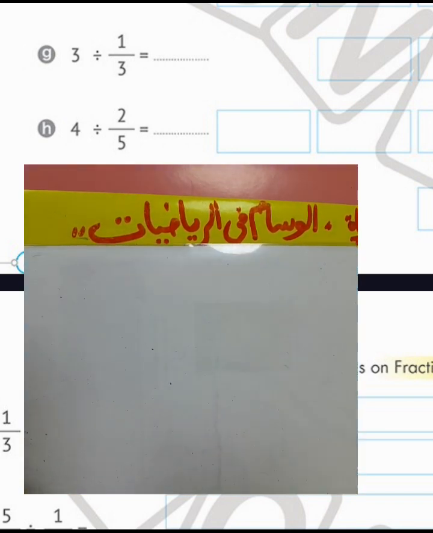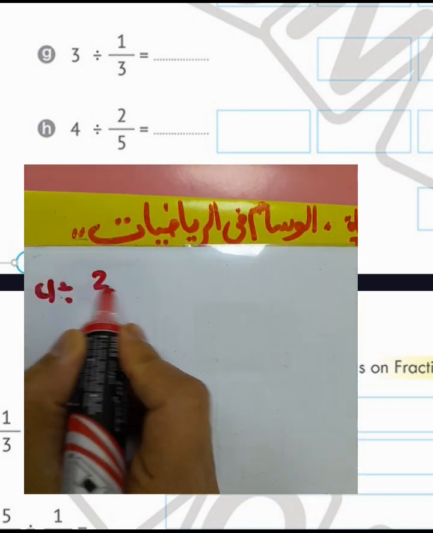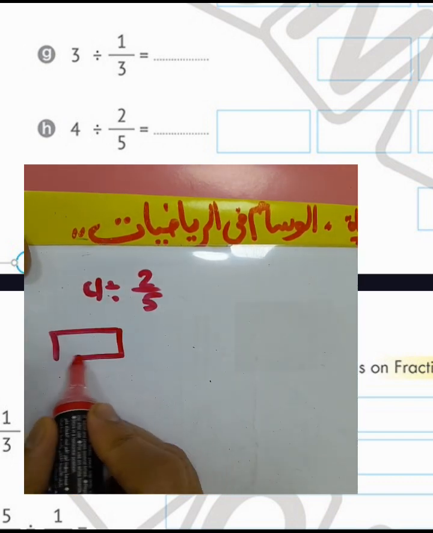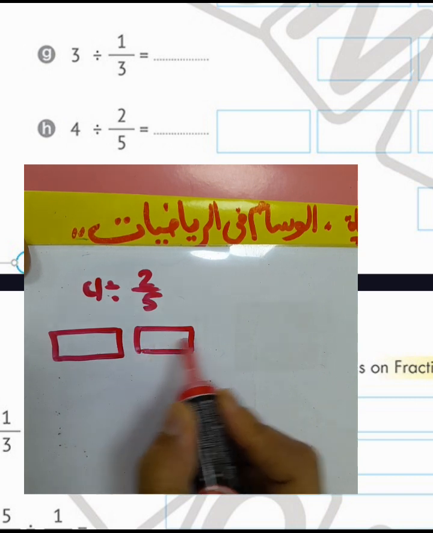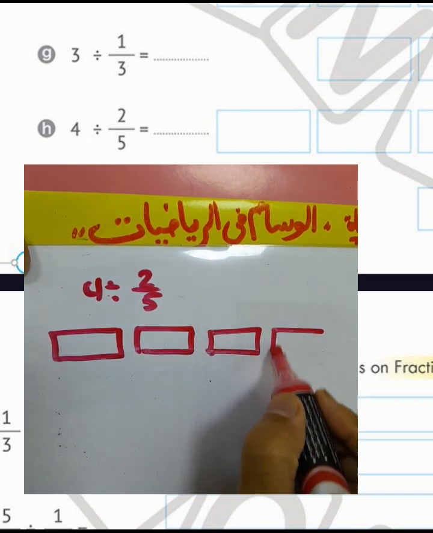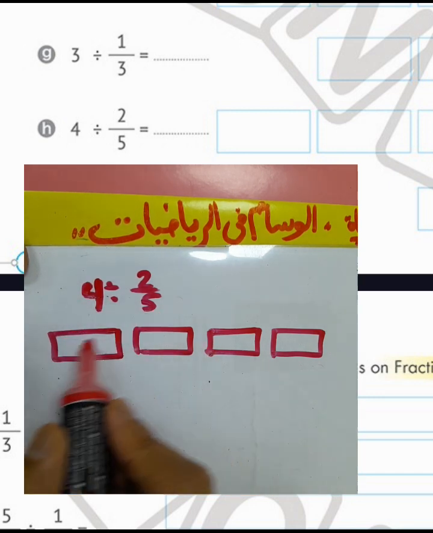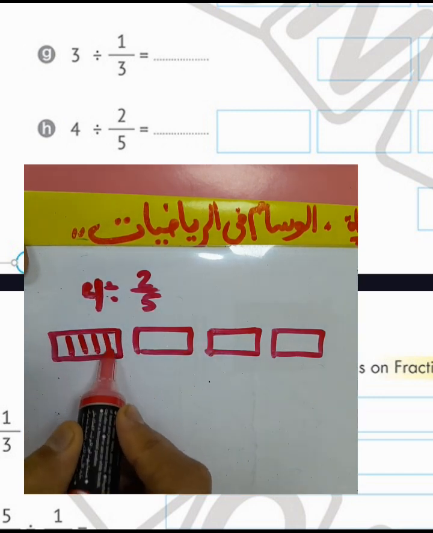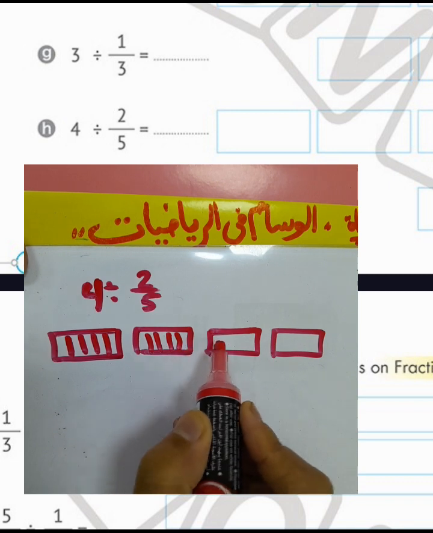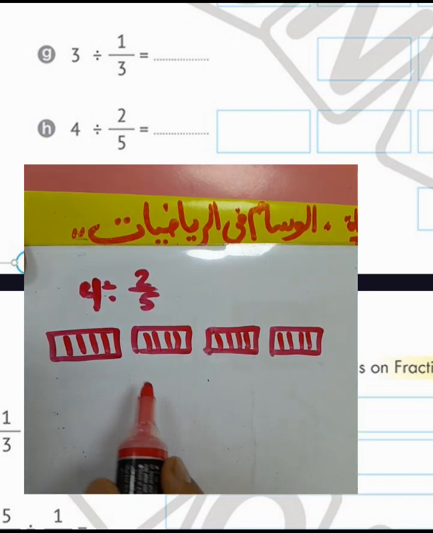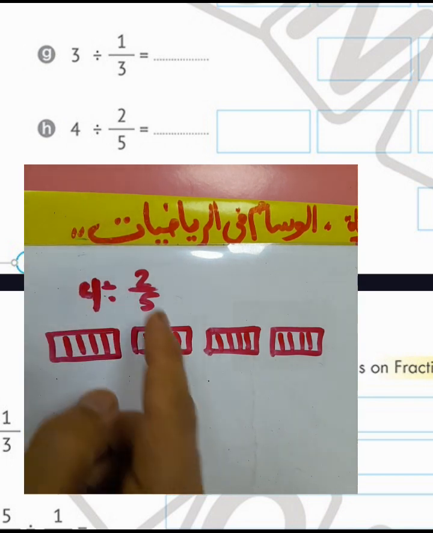4 divided by 2 over 5. First step, we will draw 4 models exactly: 1, 2, 3, 4. And divide each one into 5 parts: 1, 2, 3, 4, 5. Then we will count each 2 over 5.